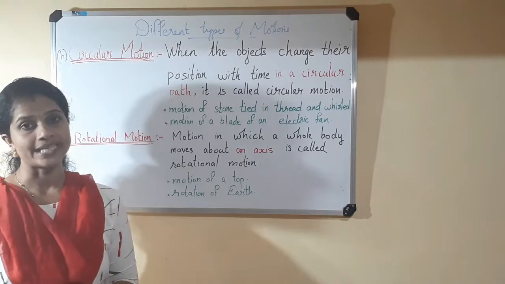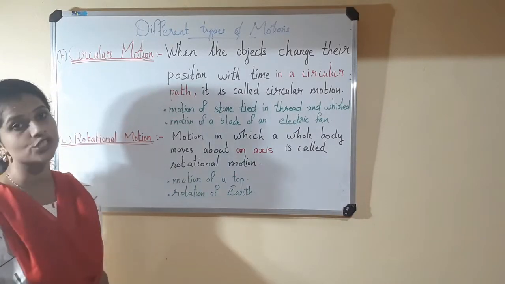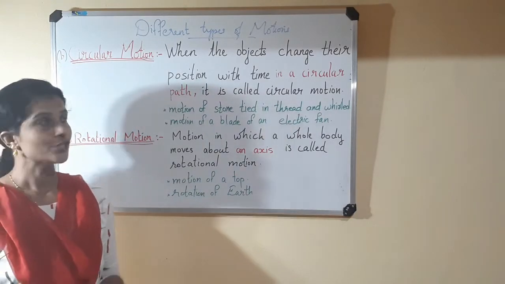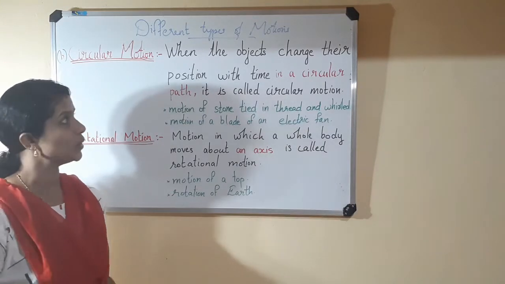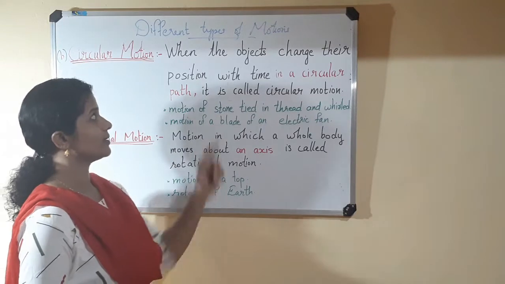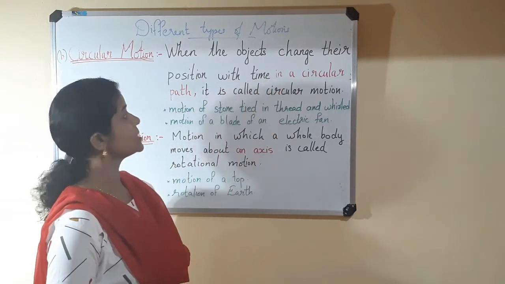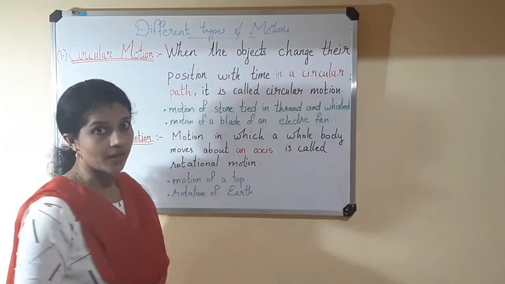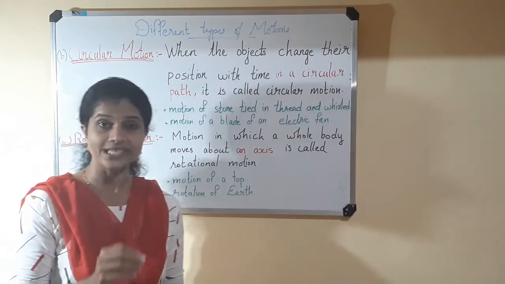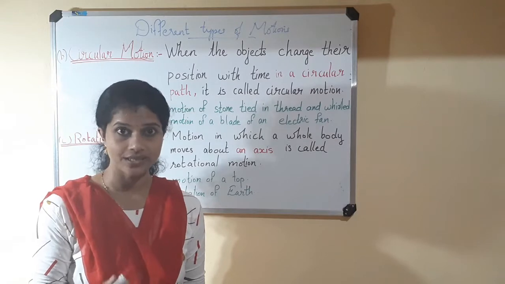Now we are going to explain the second type of motion, that is circular motion. So from the name itself, it is clear for you what is circular motion. Okay, so let's see what is circular motion. When the object changes its position with time in a circular path, that is the motion.